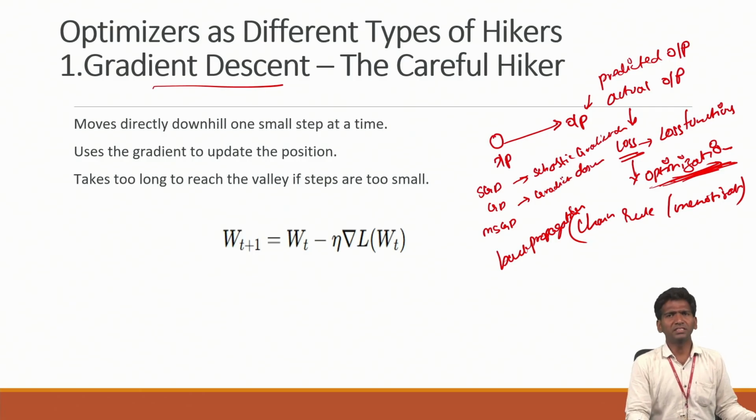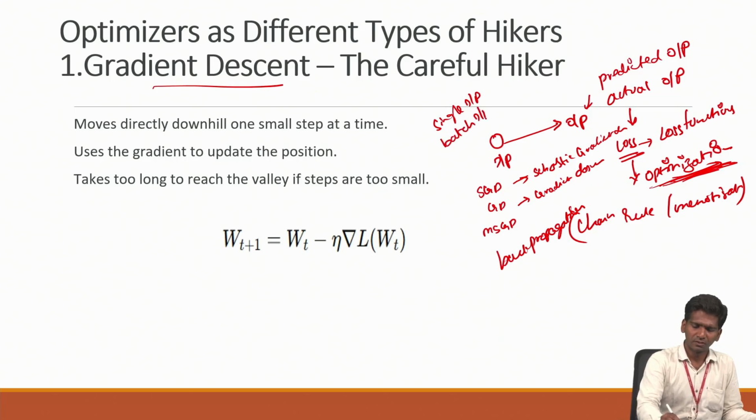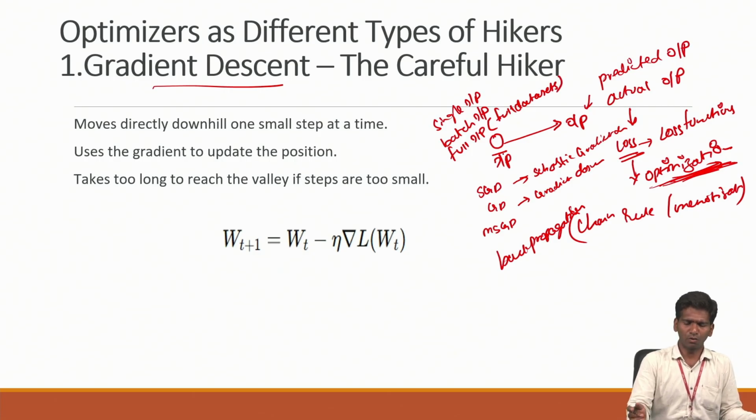Suppose there is a data set. The data set can be given as input in many ways. Out of the whole data set I can give only a single input, or I can give a batch of inputs. That means I can group some inputs together from the data set and give that as an input. I can also give the full data set. Full input means full data set. So there are such possibilities in giving input to get an output.